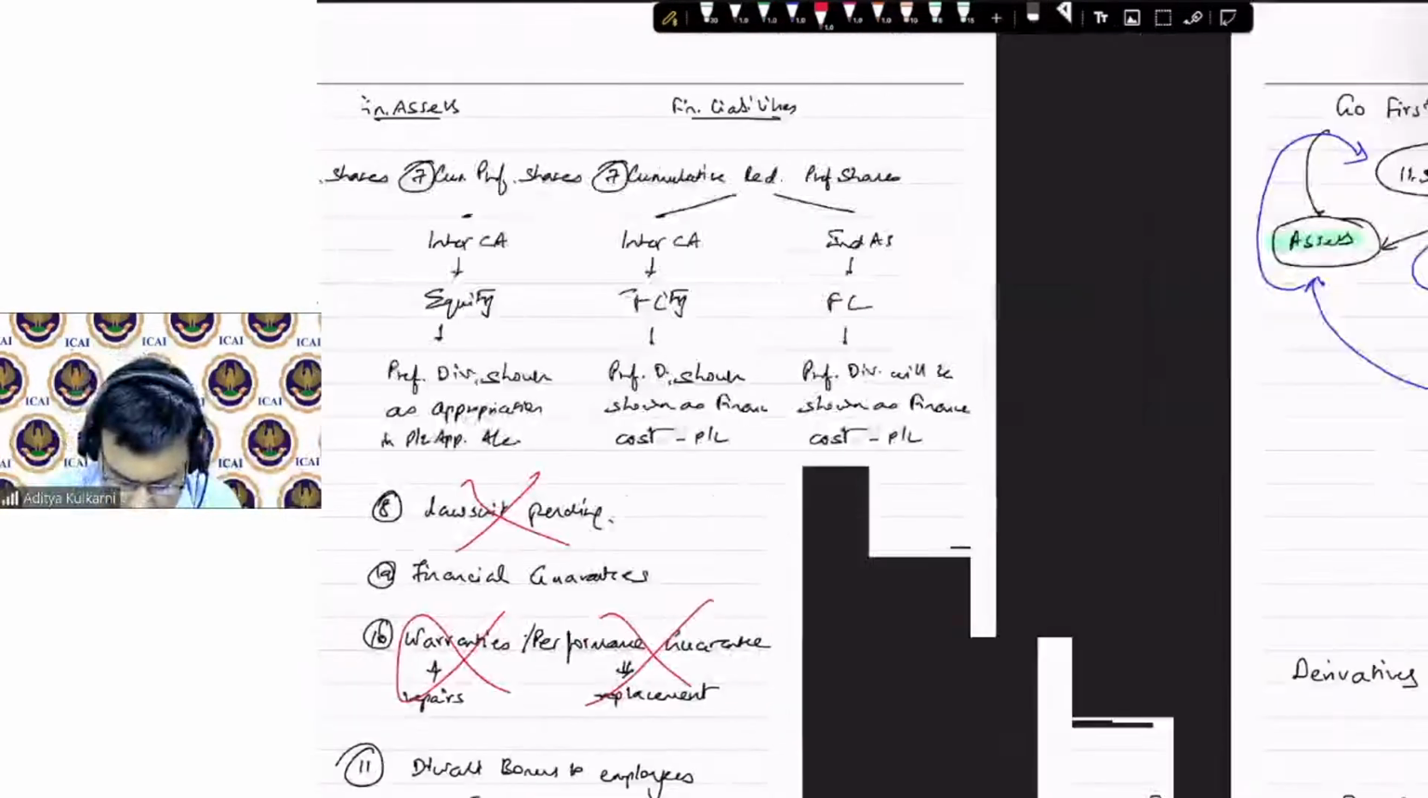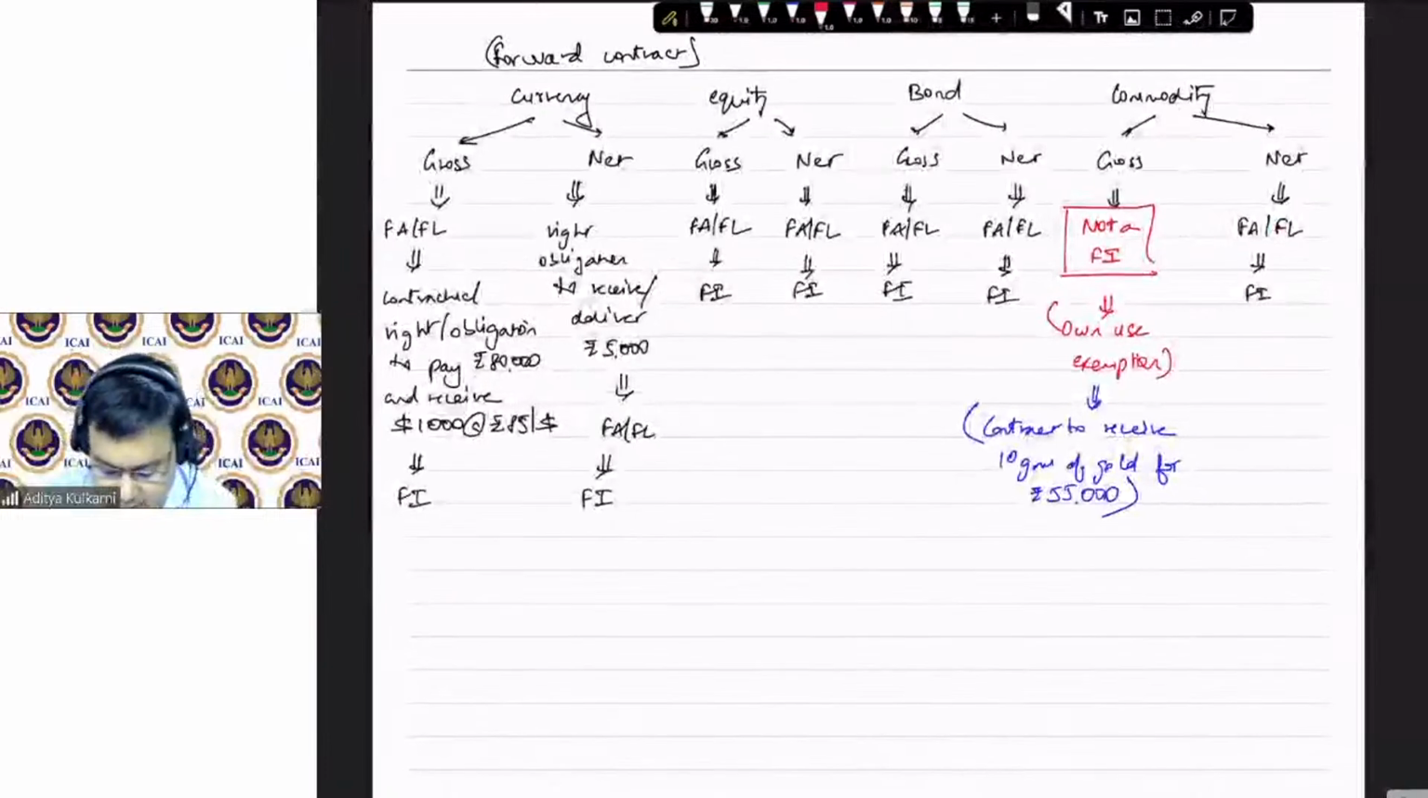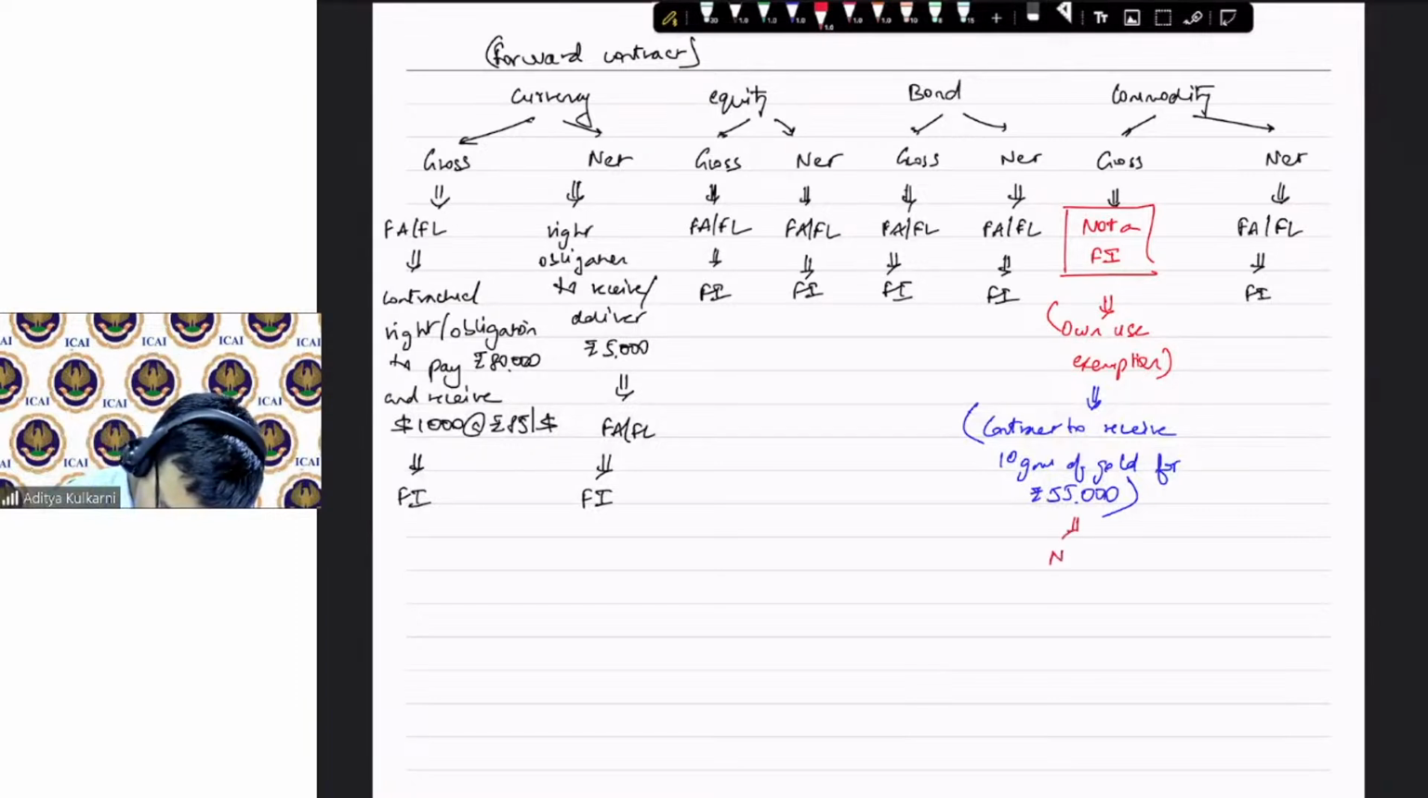So in this case, don't you think that a contract to receive 10 grams of gold for 55,000 means that it is a financial liability? Answer is no, it doesn't. Sir, you are going round and round.